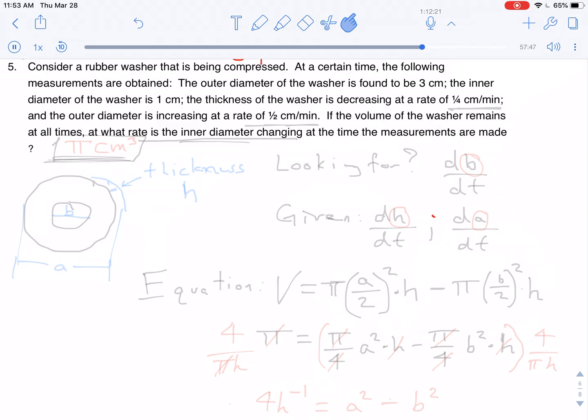If the volume of the washer remains at all times pi, it's supposed to say, if the volume of the washer remains at all times, so again, something's happening to my notes when I transferred my Word document over to there. Pi, right, we're talking about centimeters cubed, I believe. Looking at my notes, centimeters cubed is the thing. So here we're talking about pi centimeters cubed is the volume. At what rate is the inner diameter changing at the time the measurements are made? So, okay, kind of a long problem. All right, but let's think about it.